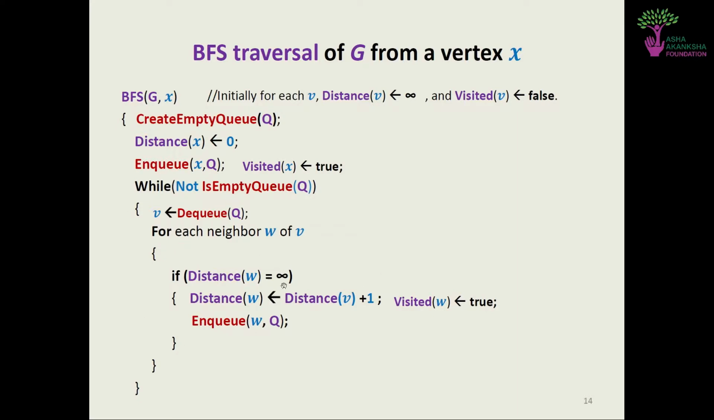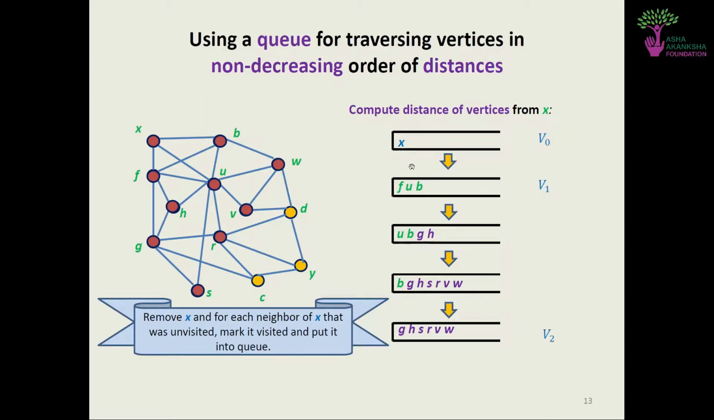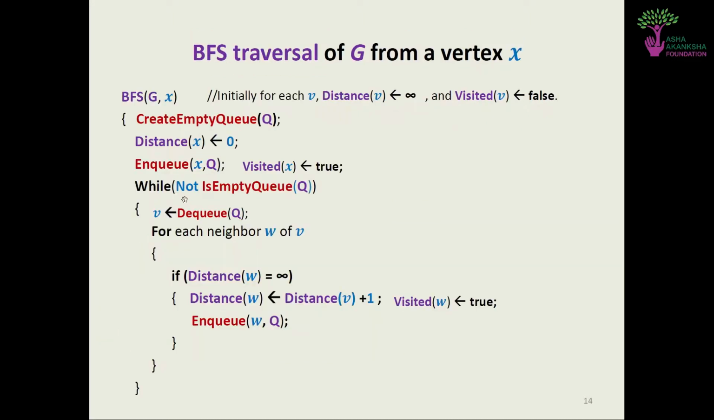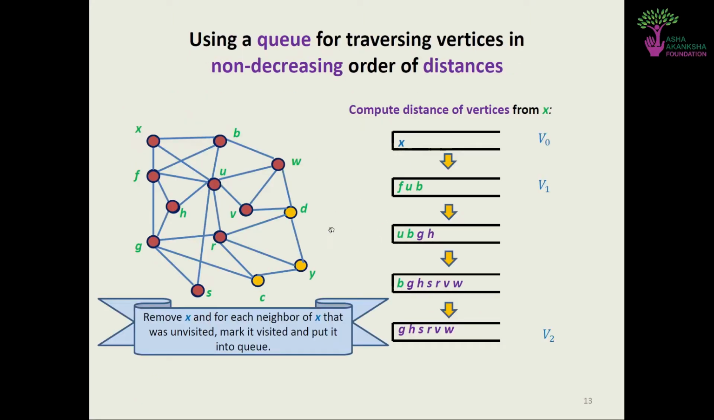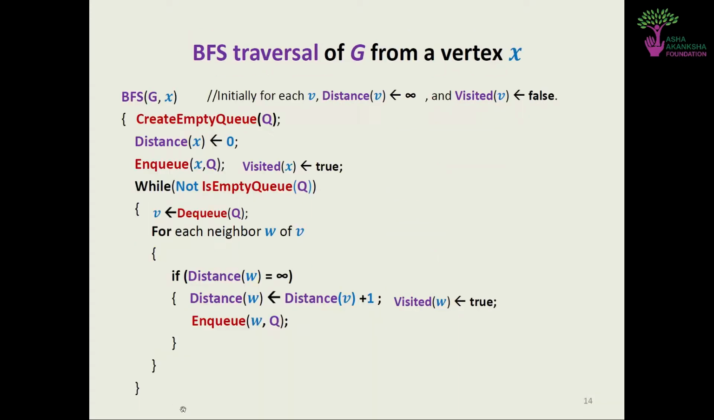In the loop, we dequeue from the queue and assign that to v. The element which is first in the queue is taken out, removed from the queue, and assigned to v. Then for v, we check every neighbor w of v, since there are multiple edges of v, whether the distance of w is infinity or not. If the distance is infinity, then we know that we can add it to our queue. How do we add w to our queue? First of all, we assign the distance of w as the distance of v plus 1.